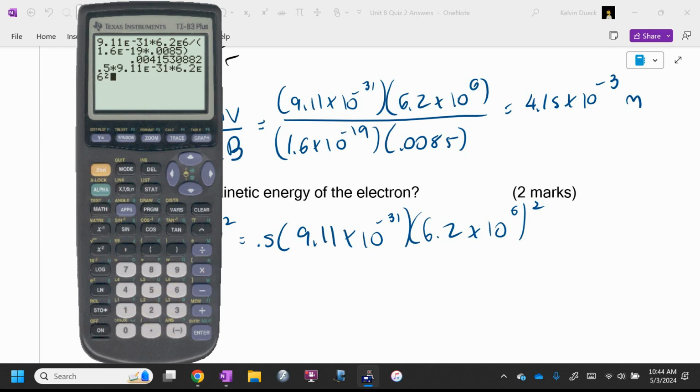Don't forget the squared, Mr. Dueck. Almost did. Did you get 1.75 times 10 to the negative 17? I made a typo. No. Am I right? Is that right? 1.75 times 10 to the negative 17?